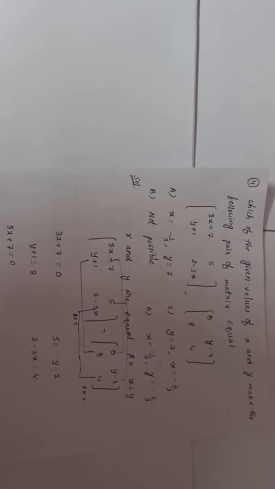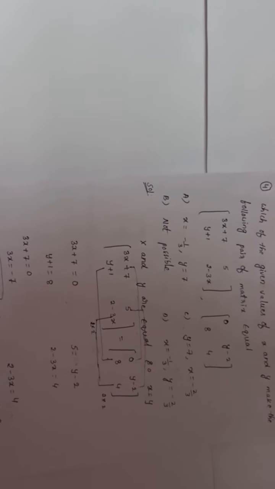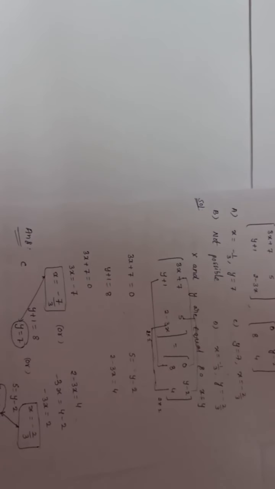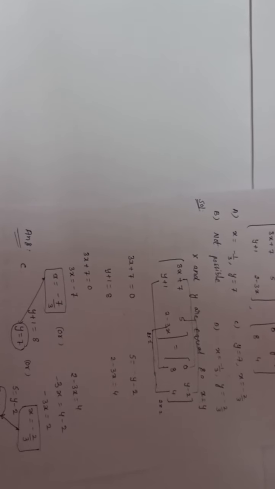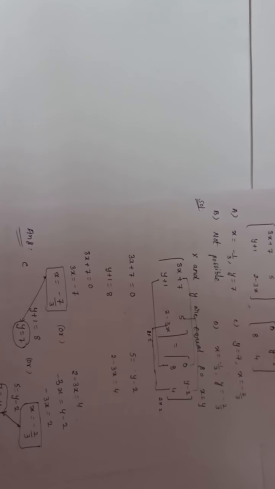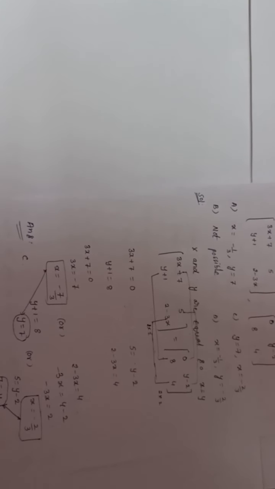Here, comparing the first entry, 3x plus 7 equal to 0, and 5 equal to y minus 2. Again, y plus 1 equal to 8, and 2 minus 3x equal to 4. Therefore, comparing 3x plus 7 equal to 0, 3x equal to minus 7, x equal to minus 7 by 3. Or 2 minus 3x equal to 4, minus 3x equal to 4 minus 2, minus 3x equal to 2.